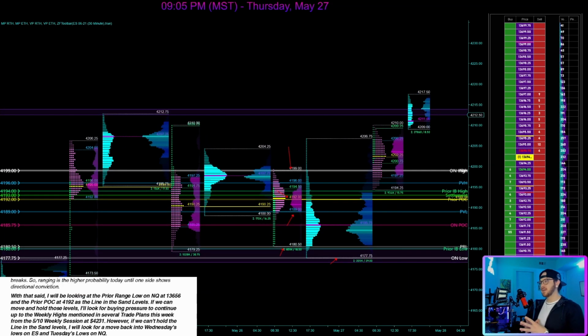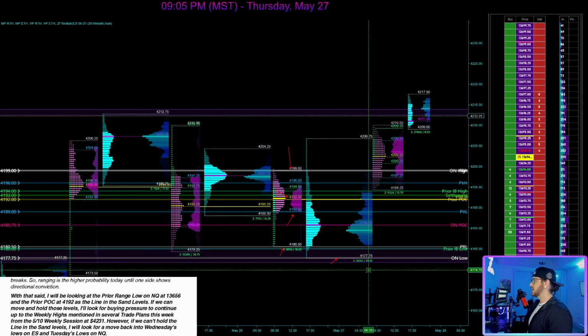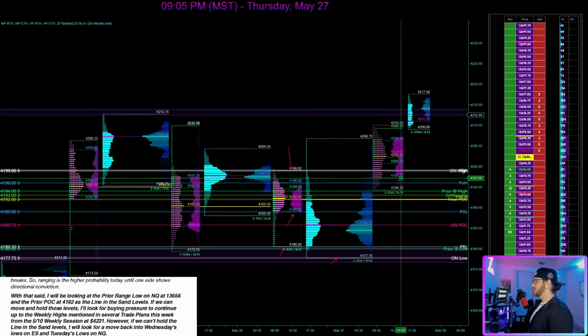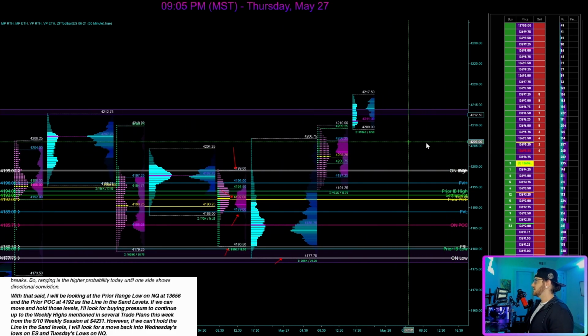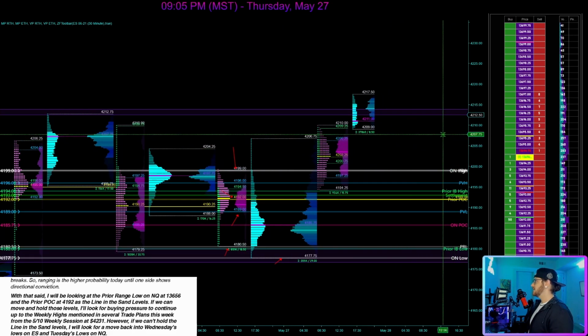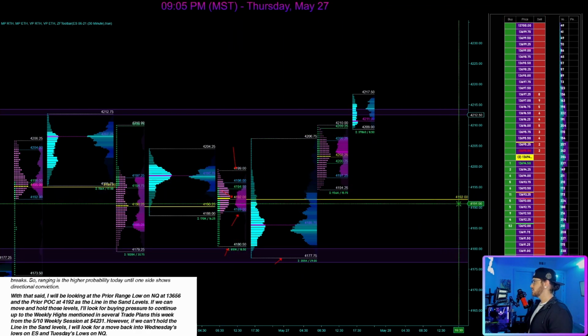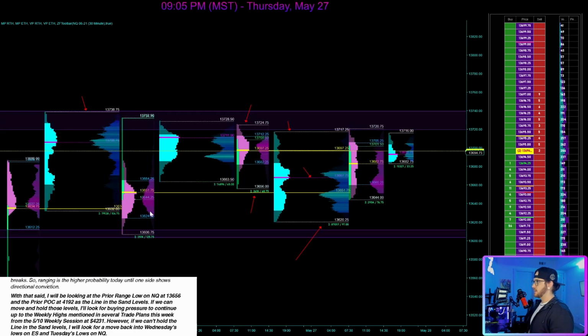So getting into the rest of my analysis here, I was looking at the prior range low on NQ at 13,656 and the prior POC on ES at 41.92 as the line in the sand levels. So this was the line in the sand level that I was looking at on ES. We actually did not even move down and touch that naked POC. You can still see that that point of control is indeed naked, which means that it has not been touched in a regular trading hour session, which is why it is all the way extended to the end of the chart there. So you can see that this on NQ 13,656.